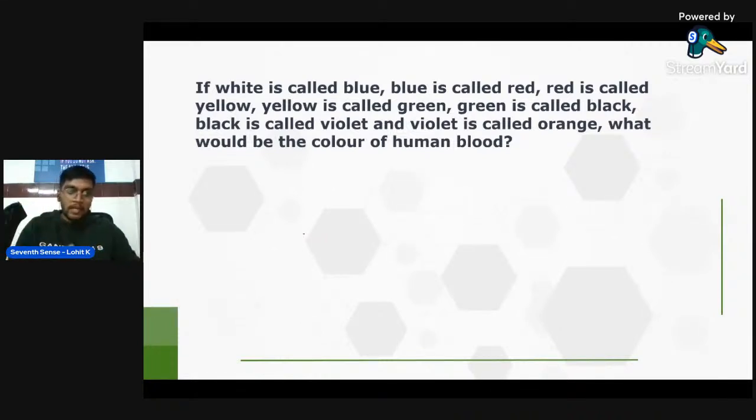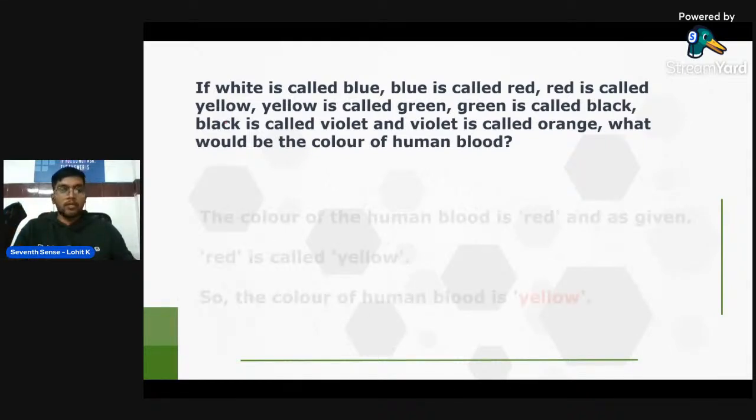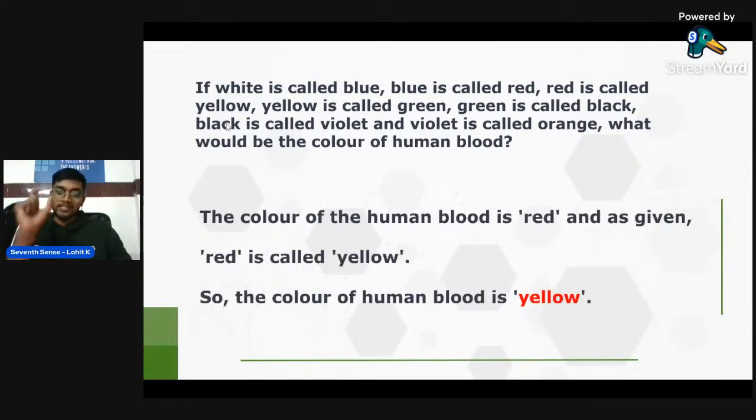Red, right? Now read the sentence: white is called blue, blue is called red, red is called yellow. Red is called yellow, and human blood is red. So what is the answer? The answer will be yellow here. So this is the way of calculating sentence mixed coding questions. Yes, Tina, it is correct. Like this, you have to calculate the answer for sentence coding questions in the miscellaneous or mixed type. This question is also important because so many times they ask this kind of question. Now for the next type of question, you tell me the answer.